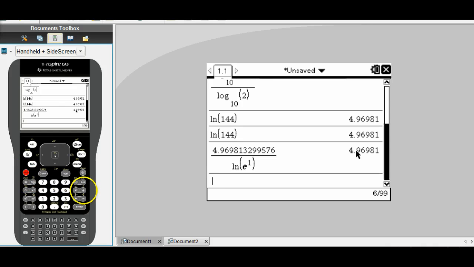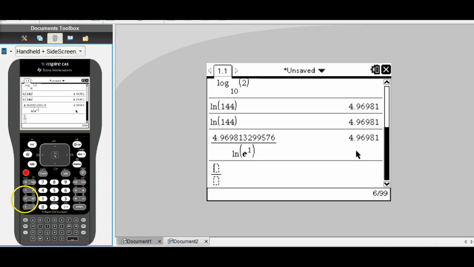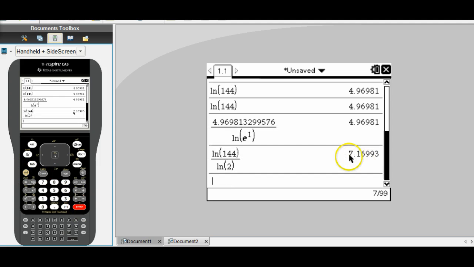So again, I'm going to use my fraction: natural log of 144 on the top, natural log of 2 on the bottom, and I should get the same answer of 7.17, and I do. So know that you can use natural logs or logs base 10 or any type of log that you wish. The natural log and the regular log are interchangeable in this case.